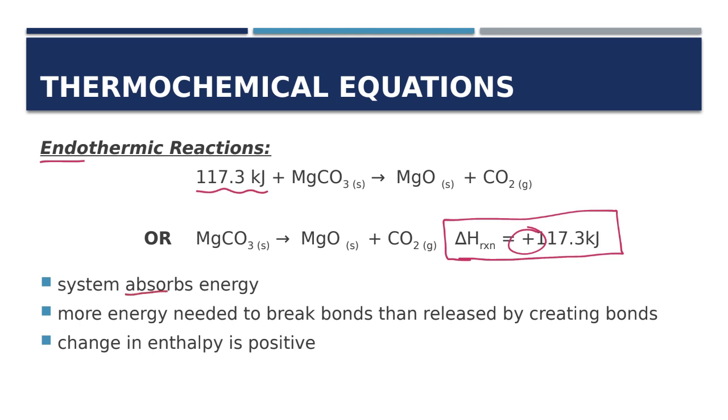So now my system is going to absorb energy if it's endothermic. And note this, more energy is now needed to break the bonds of my reactants than is released by creating the bonds of our new products. And as a result, the change in enthalpy is positive. So this is just a little overview of enthalpy. Again, we're going to be focusing on the system, not the surroundings. And there are different ways that we can represent enthalpy depending on whether we have exothermic or endothermic reactions.